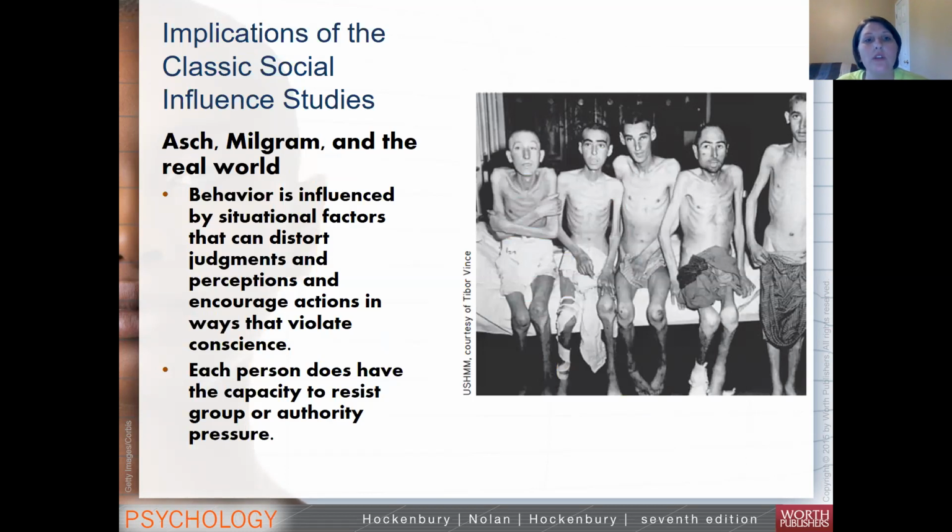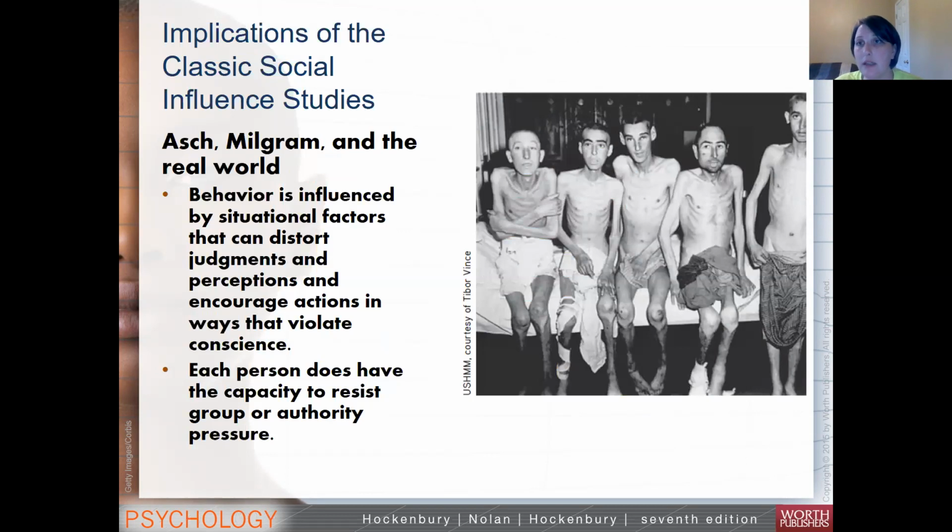And we know that, of course, everyone has the capacity to resist group or authority pressure, but there's always more information and more factors at hand than just simply obeying or not obeying. You have to think about the kind of pressure that people get from other people, and the fear that can be instilled. And so we know that there are factors that can distort judgments, distort perceptions, and encourage things that will actually violate their conscience and violate what they consider as ethical behavior.